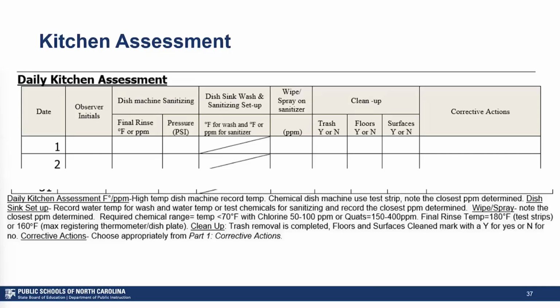So this depends on the type of dish sanitizing method you are using. If you are cleaning dishes at all, that would be a temperature method or a chemical method. The last thing on here, most of you probably won't use this column either, but for that split column you see in the middle, the dish sink wash and sanitizing step, the left triangle is for the wash step, and the right triangle is for the sanitizing step. So for example, the left should only be a temperature, but the right could be a temperature if you're doing high temp sanitizing, or a ppm, which is a concentration, which would be chemical sanitizing.